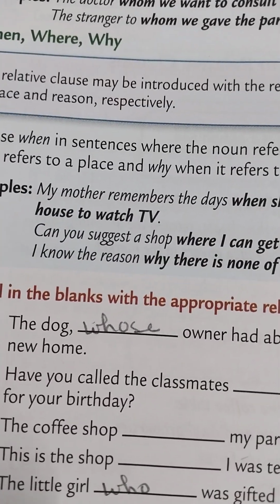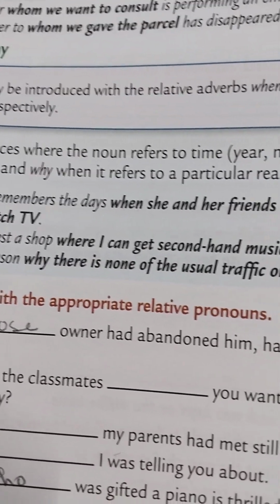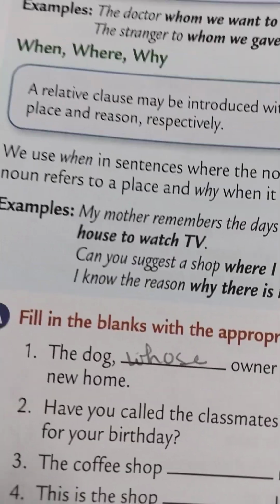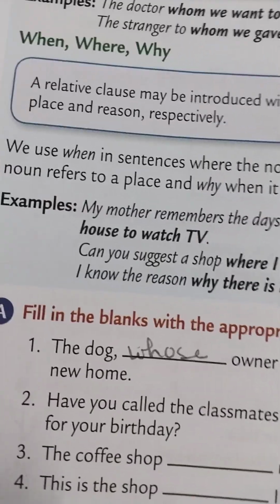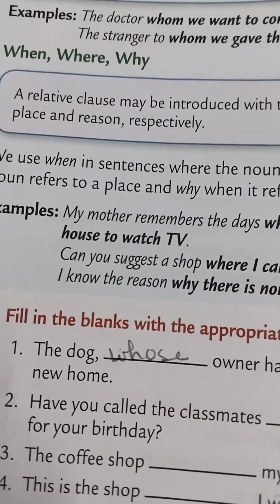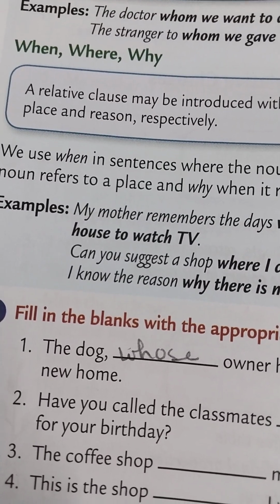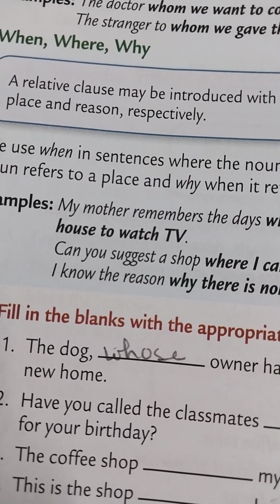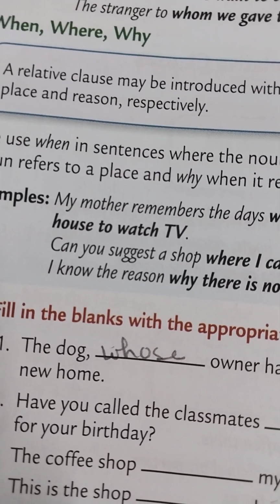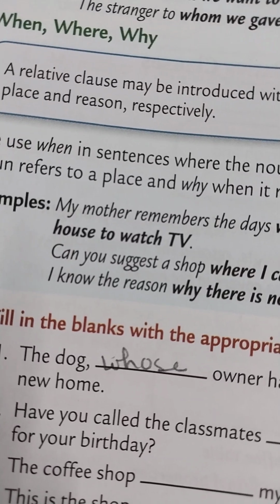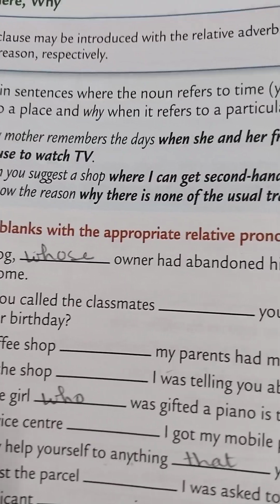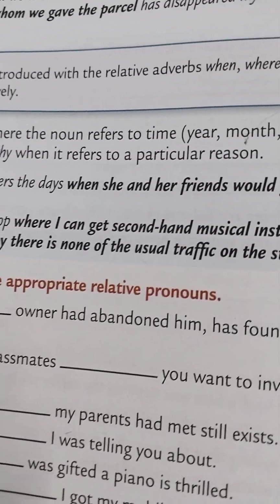Now children, a relative clause may be introduced with the relative adverbs when, where and why to talk about time, place and reason respectively. So we use when, where and why in relative clauses to refer to the time, place and reason respectively.